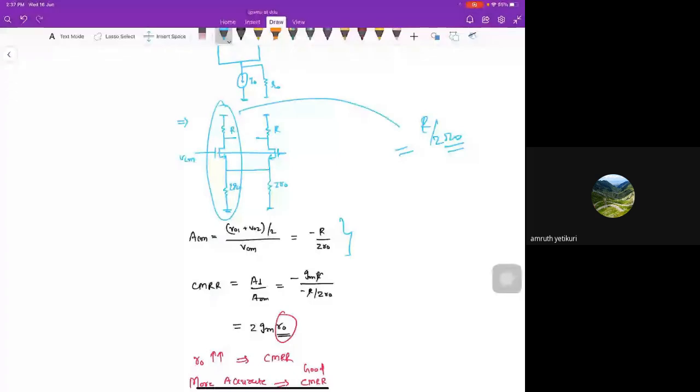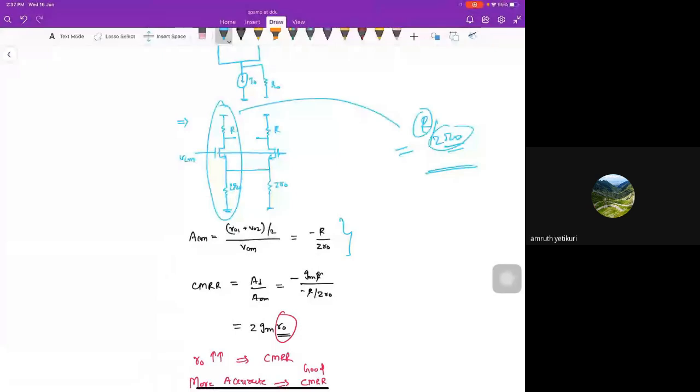Resistance looking from the drain divided by resistance looking from the source. All these things I got from the intuition, that is from my practice. I am telling you, because you also need to develop a practice if you want to be an analog designer. So this is the common mode gain.